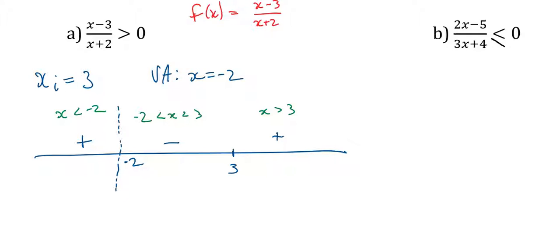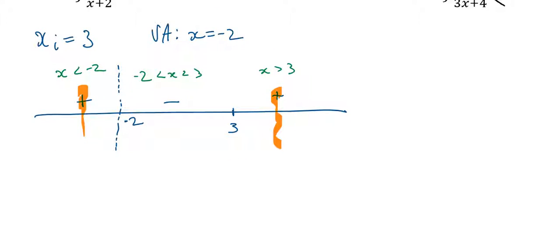Okay, now what? Please state the ranges where it's greater than 0. So greater than 0 means above the x-axis means the y's are positive or the function is positive. So that is, isn't it, this one and this one? Those are the two intervals where this is positive. Therefore, when x is less than -2 and when x is greater than 3 are the solutions to that inequality.